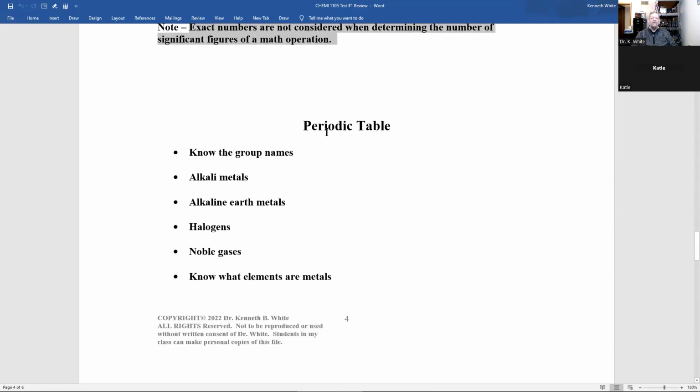Let's continue. The periodic table. You should know the names of the different families. And those are alkali metals, alkaline earth metals, and I'll show you that in a second on the periodic table, the halogens and the noble gases. And you should also have a feeling for what elements are metals.